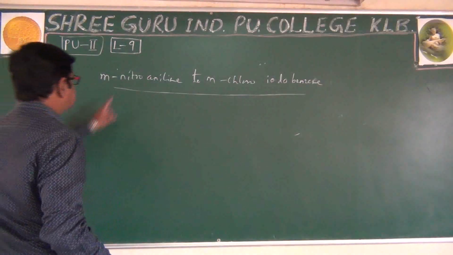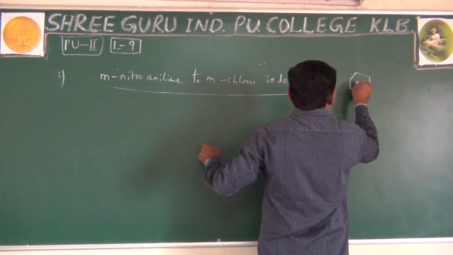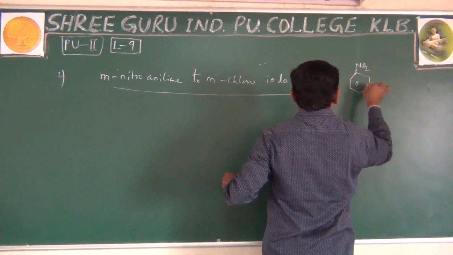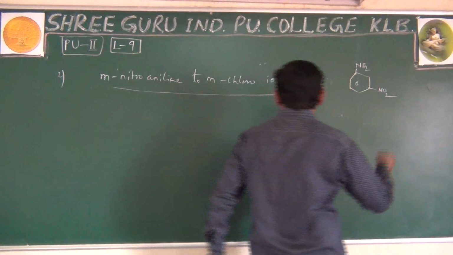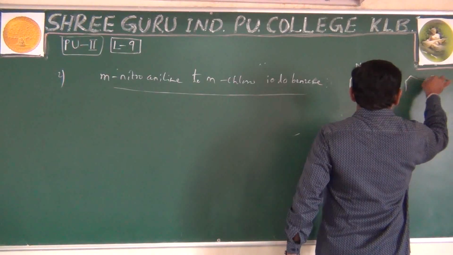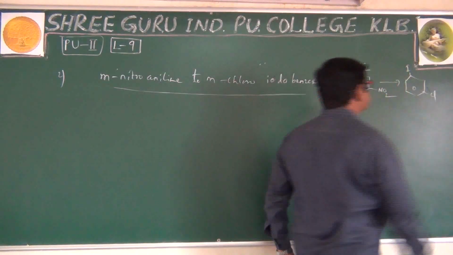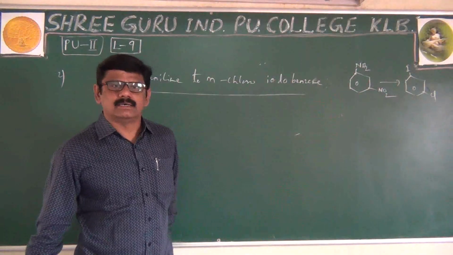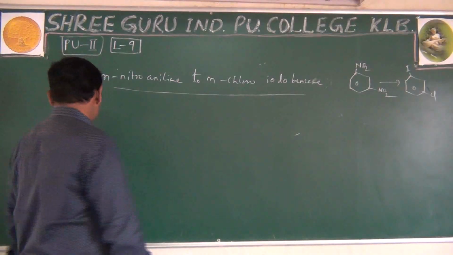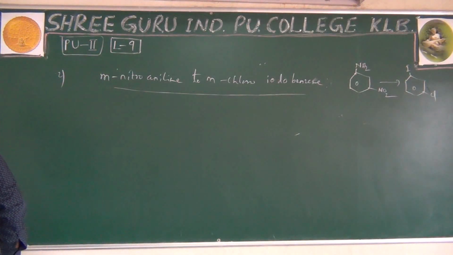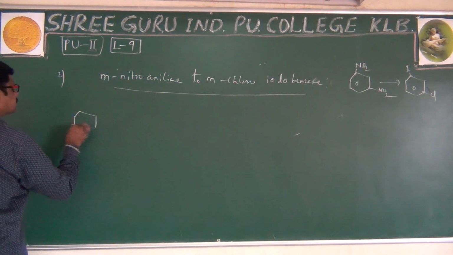Very simple. First we will write metanitroaniline. It is NH2, it is NO2. Metanitroaniline should convert into metachloroiodobenzene. Both groups are meta to each other. How is it possible to convert? Let's discuss now. First we will write metanitroaniline as it is.